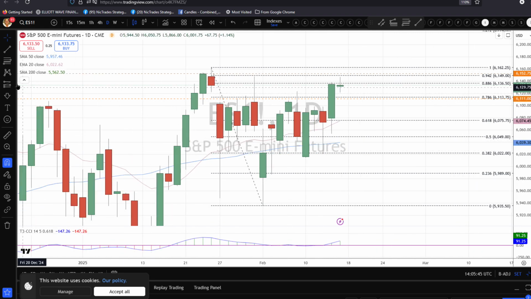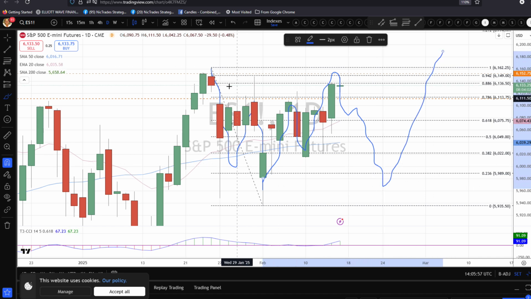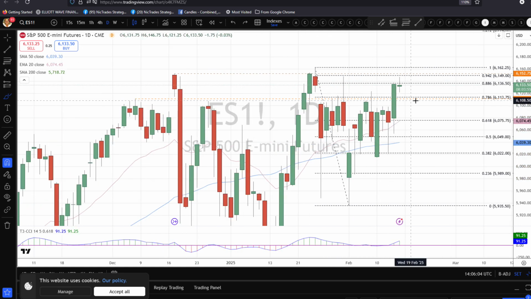Because potentially, when you draw a 3-wave correction like we've just done here, this could just be 3 waves down, 3 waves up, and then we do a bigger 3-wave correction before this is over. So quite often they can turn into bigger 1, 2, 3 patterns like this. And so we want to know where would be wrong, and where would be a trend reversal.